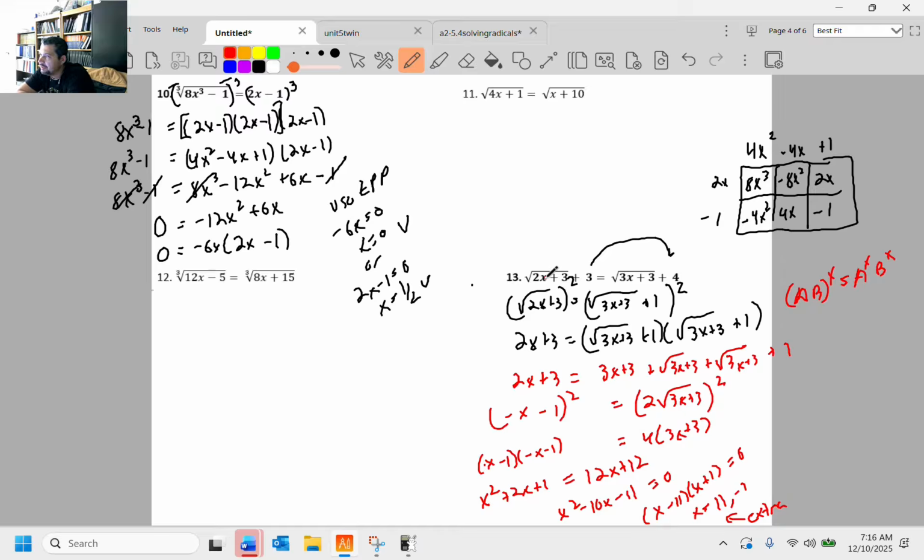Twice a negative 1 is negative 2. Negative 2 plus 3 is 1. Square root of 1 is 1. 1 plus 3 is 4. Cool. Got a 4 on this side. 3 times negative 1 is negative 3. Negative 3 plus 3 is 0. Square root of 0 is 0. 0 plus 4, 4. This one is real.